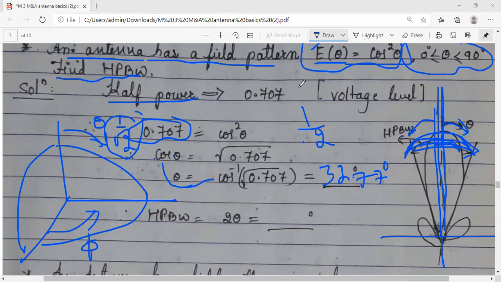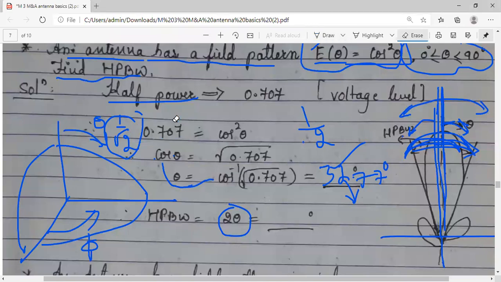So what will be HPBW? It will be double of this. You can see the figure. The overall coverage of your main lobe will give you the half power beam width. If theta is approximately 33, HPBW will be approximately 66. You can calculate the exact value, you have got 65.5. We equated cos square as 0.707 because we want half power, and half power is 1 by root 2.